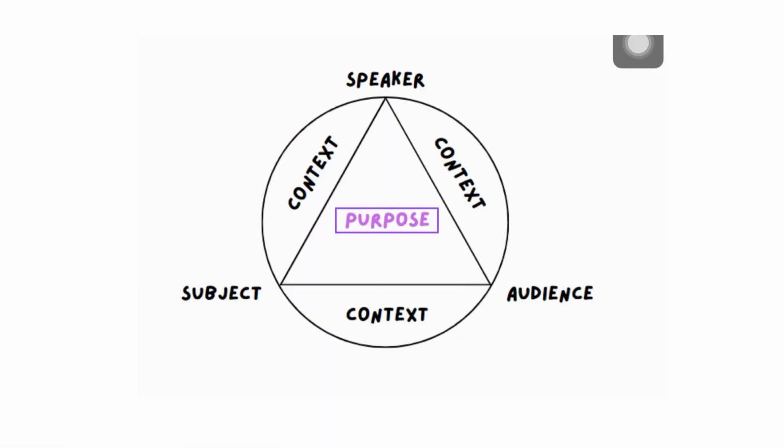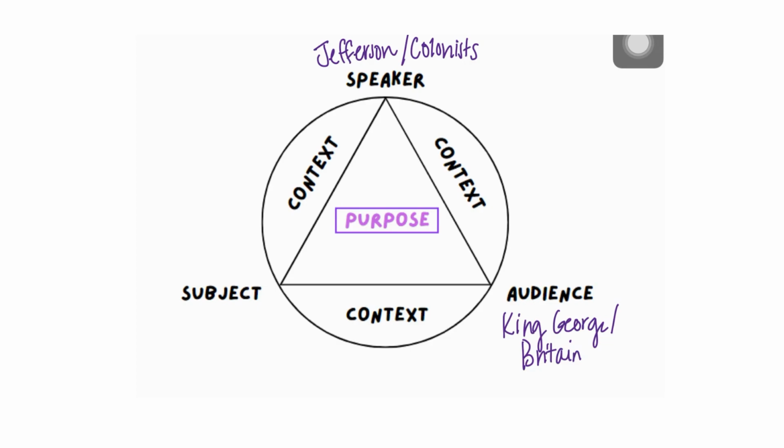Here, let's look at another example with a very common text. Let's complete a rhetorical triangle for the Declaration of Independence. First of all, the speaker was Jefferson. Thomas Jefferson wrote the document, but really it was on behalf of the American colonists. And ultimately, the person who needed to receive the message, the audience, was King George or Britain. And as the topic might allude, the subject was independence. When completing a rhetorical triangle, it's easy to start with those three basics.